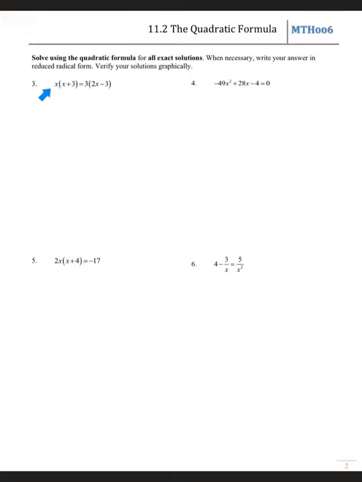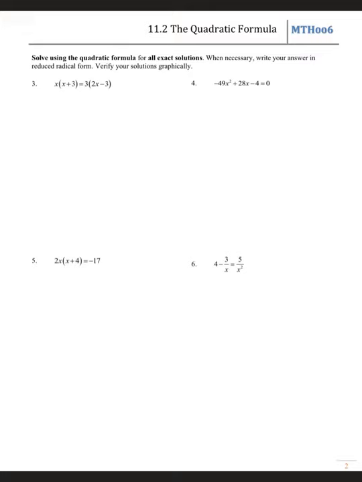So for this one here, we'd have to distribute the x on the left, distribute the 3 on the right, then get all your terms to one side. Looking at number 5, again, you'd have to distribute, get everything over. Number 6, what you have to do here is you have to clear your fractions first. So let's actually go ahead and work through number 6.